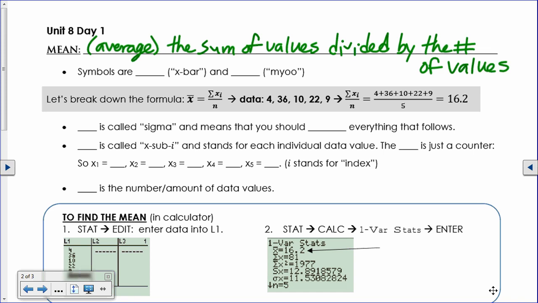Divided looks a little weird. So the mean is when you add everything together and then you divide it by how many things that you added together. That's how you find the mean or the average of something.